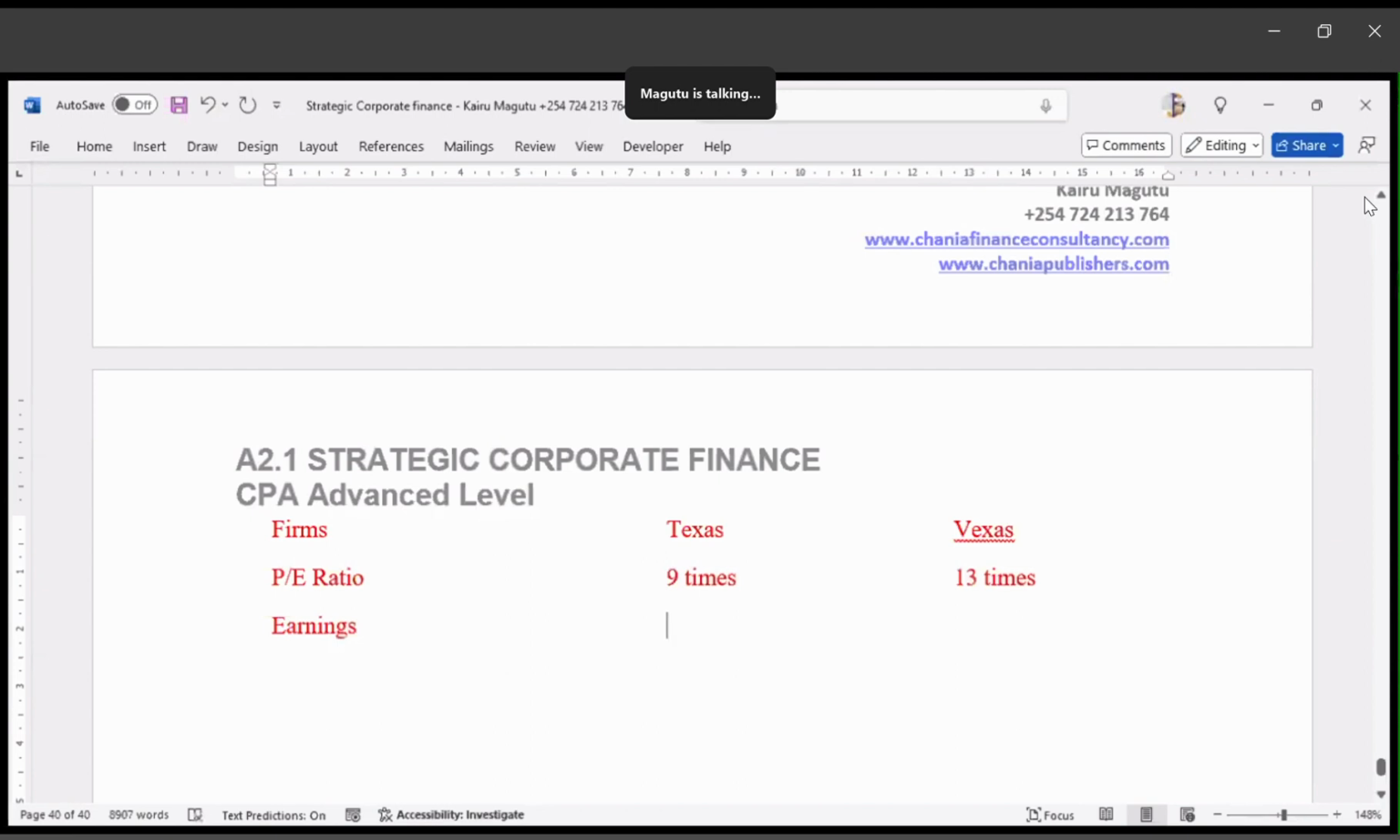This is, I think, 693 million. This one is 390 million, like that.